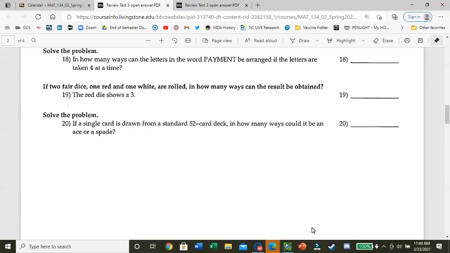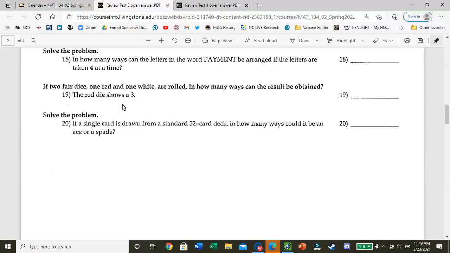How many ways can the letters in the word payment be arranged if the letters are taken 4 at a time? So again, it's permutation, right? If you were to use permutation, what would be the total number? 7. Yeah, 7, right? Because there's 7 letters and they're all different. So it'd be permutation of 7 taken 4 at a time. Okay.